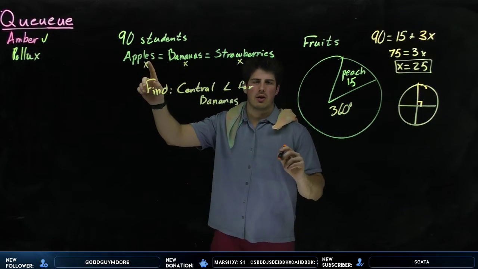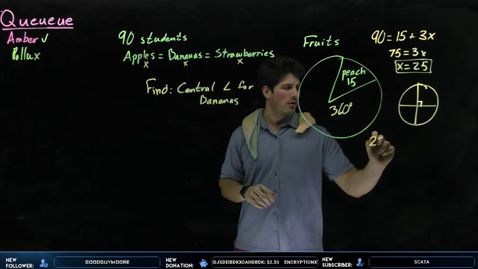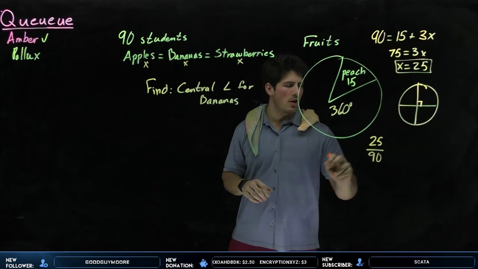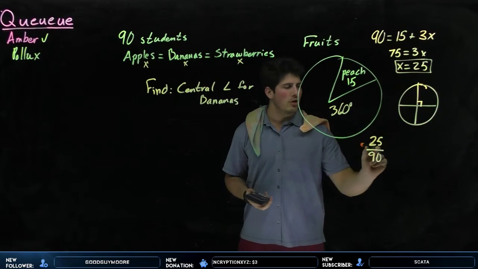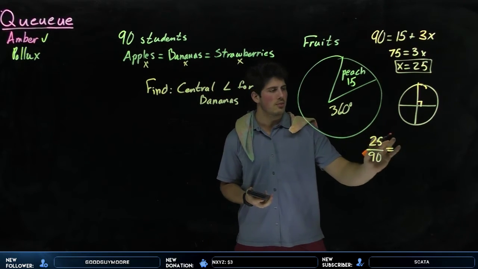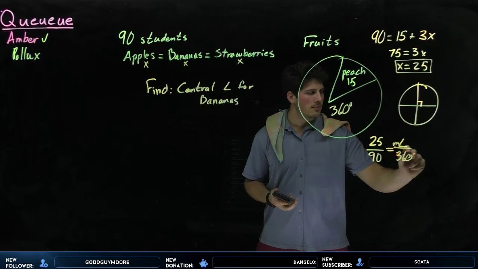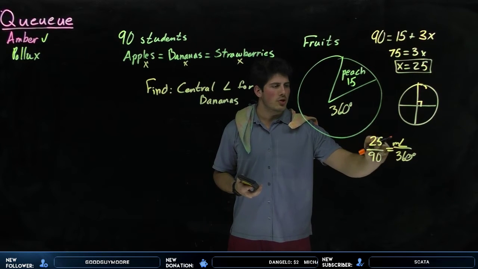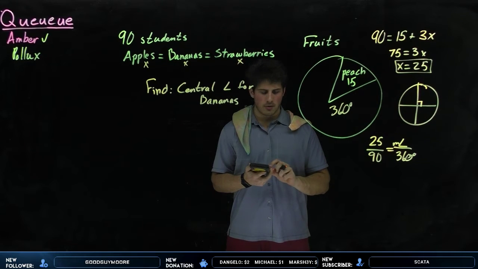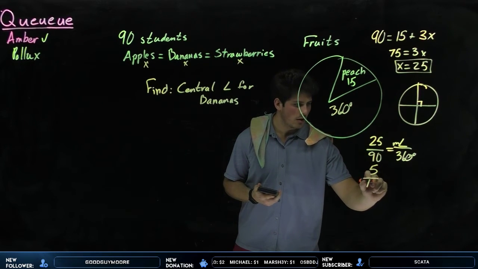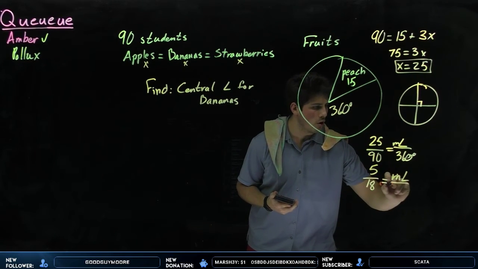Instead of 1 out of 4, I'm going to break it down into 25 over 90. Okay, I'm going to grab my calculator, so I don't have to do all this in my head. I have 25 students out of 90, and this is a proportion, right? This is going to be equal to the measure of the angle I want over 360 degrees. This proportion, 25 divided by 90, gives me 5 over 18, which is equal to the measure of the angle we're looking for over 360 degrees.